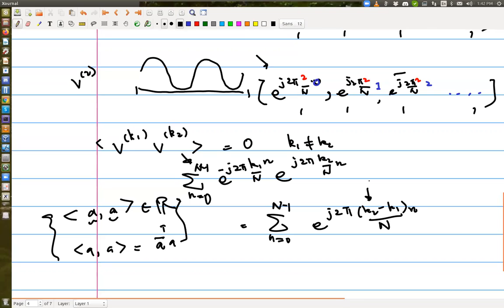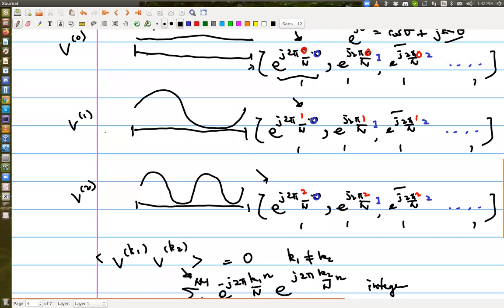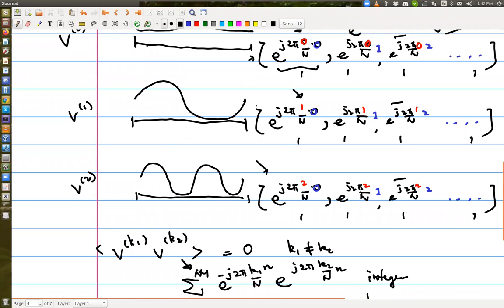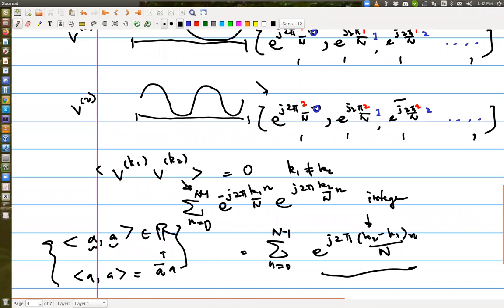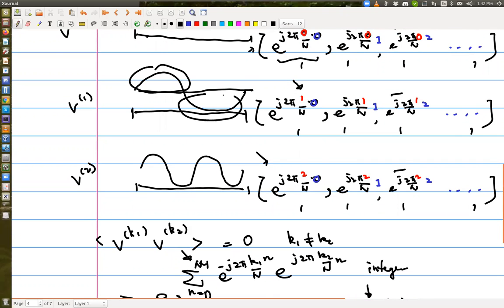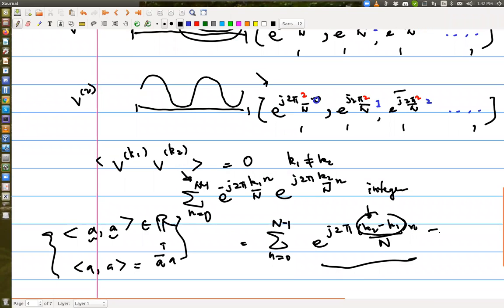So k2 minus k1 would be some integer, right? So this would be one of these sinusoidal signals here. But this sinusoidal signal, actually I didn't draw it well, should have zero mean. For example, when k2 minus k1 is equal to 1, this part will exactly cancel with this part, right? So when this is an integer, this is always equal to 0. That means when k1 is not equal to k2, this wave should be perpendicular to the other, so the inner product should be equal to 0.